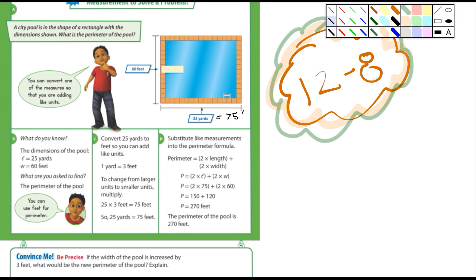And then you could figure out what the perimeter is, because if this length right here is 75 feet, then this one up here is 75 feet. And of course, you would know that if this is 60, then this side is also 60 feet. And then when we're talking about perimeter, you remember that you're just adding up the sides. And so the perimeter of the pool here is 270 feet.